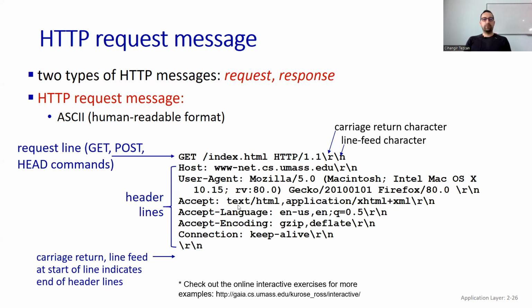Header lines are as follows. Here you are providing which host you are communicating with, your browser version, and so on, and which language you are using. Because here you are saying accept-language, and if on the web server the object is available in multiple languages, they will try to send you the English one. Okay, these are the header lines.